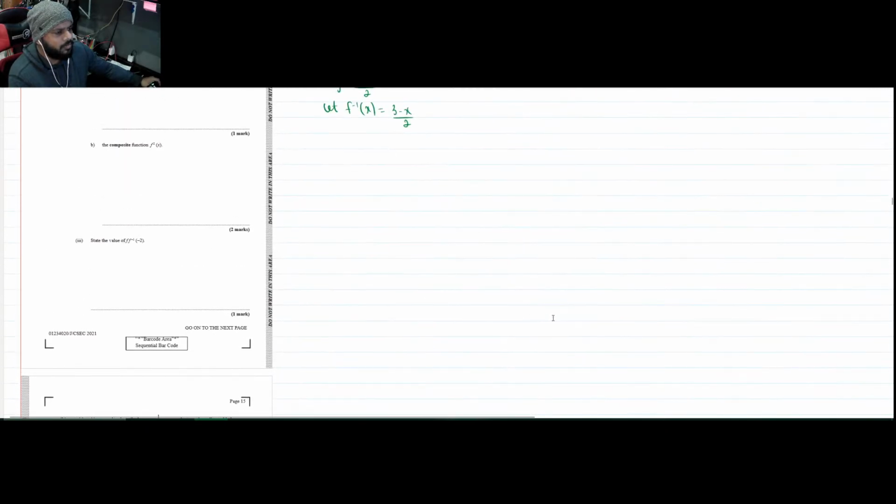State the value of f inverse of -2. First, I'm going to calculate what f inverse of -2 is. That's (3 - (-2))/2, which is (3 + 2)/2, which is 5 over 2. So this becomes f of 5/2, which is equal to 3 minus 2 times 5/2. The 2's cancel. 3 minus 5 is -2.